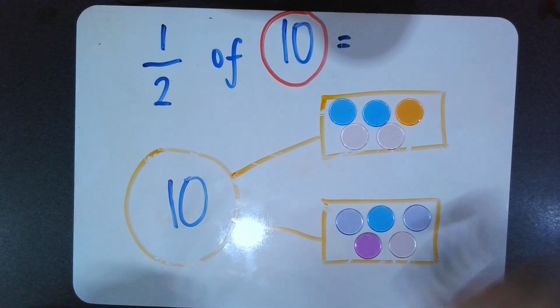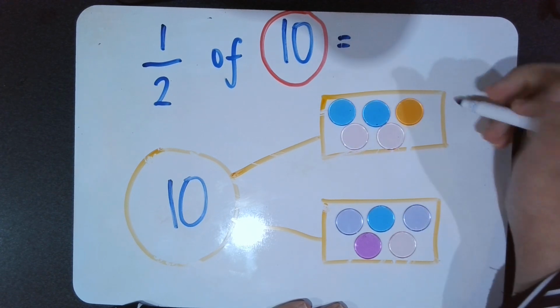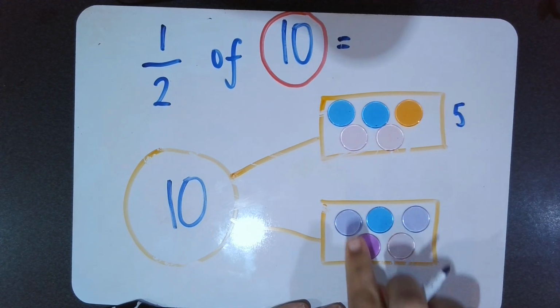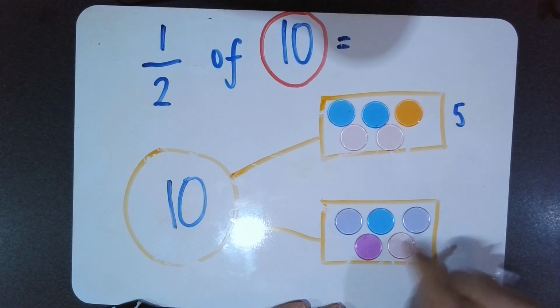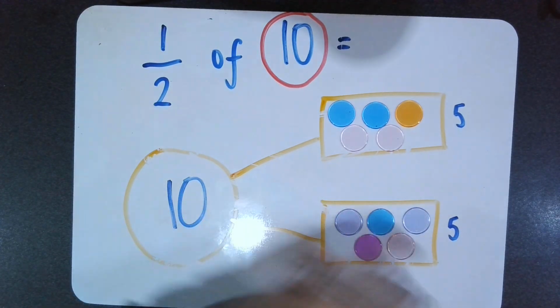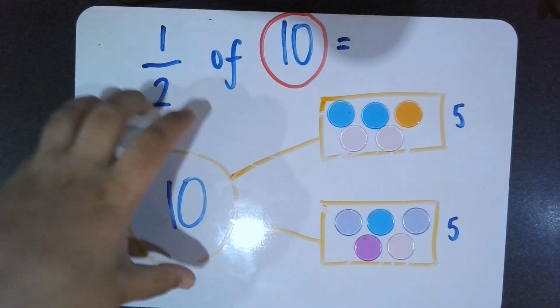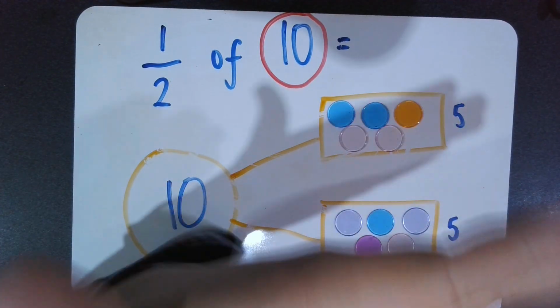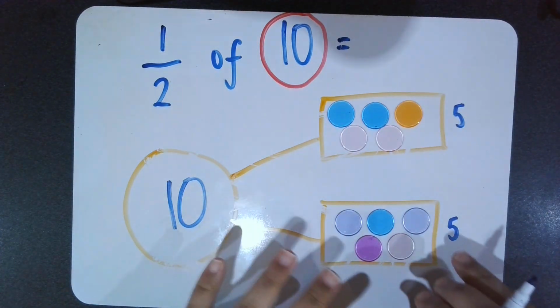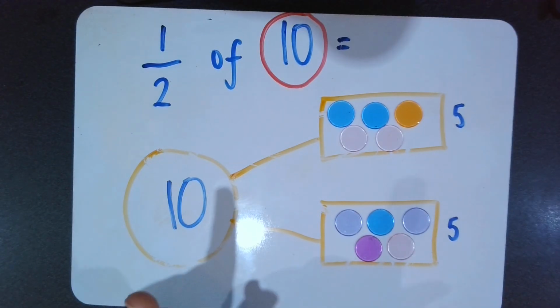My next step now is to check that I've got the same number in each group. Let's count together. In my first group, I've got 1, 2, 3, 4, 5. And in my second group, I've got 1, 2, 3, 4, 5. I've got the same number in each group. So yes, I've divided up equally. If you get to this point and you found a different number in each group, always go back and do it again, because it's very easy to make mistakes when we're sharing up, especially when you're drawing it and we haven't got counters, but always have a check.